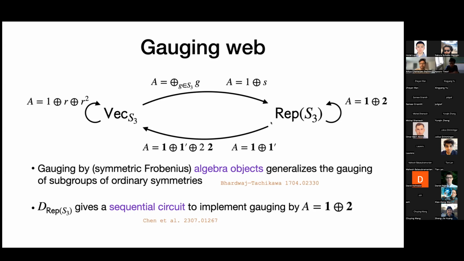On the other hand, if you gauged by either the regular rep object or this kind of like a Z2 object, you go back to Vec S3. And this direction we haven't explored in our work, but I think it's a straightforward thing to do. At least this part is pretty straightforward. I don't know how to gauge by a regular representation.